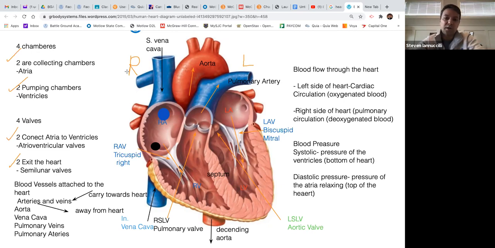Once that taxi cab drops off their passenger at their destination, what does that taxi do? That taxi goes back to get more passengers, right? So that empty taxi has to go back to the heart and then back to the lungs, pick up another passenger and drive that new passenger somewhere else. So that's what the heart is.